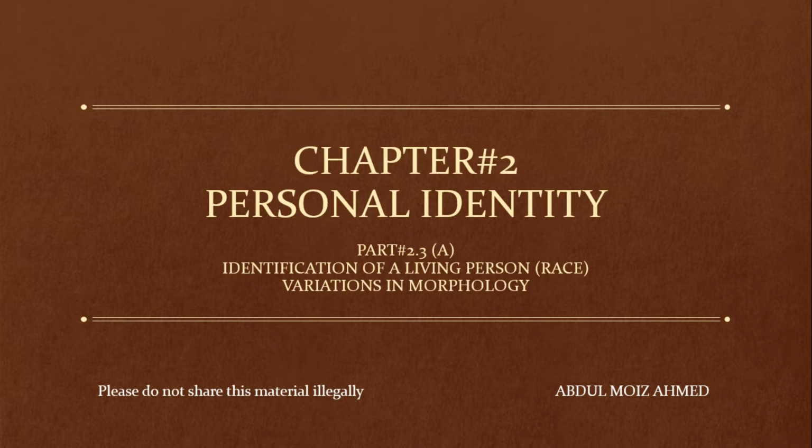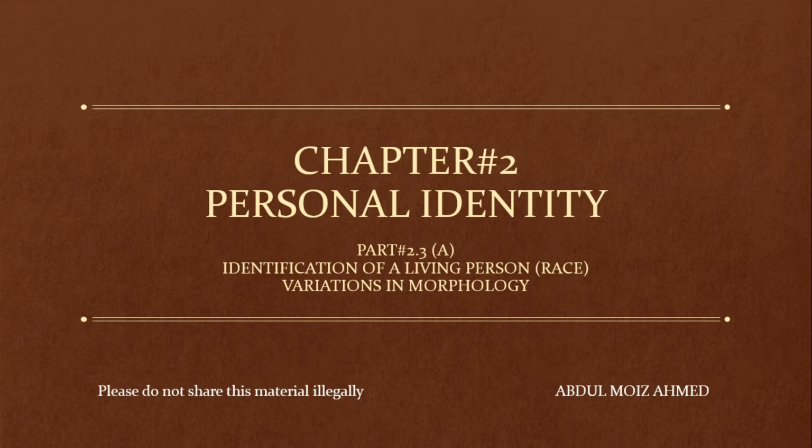And in the second part of this video, part number 2.3b, we will be studying identification of the race of a living person by doing osteometry. So these are two parts, and in both of these parts we will be identifying the race of a living person.